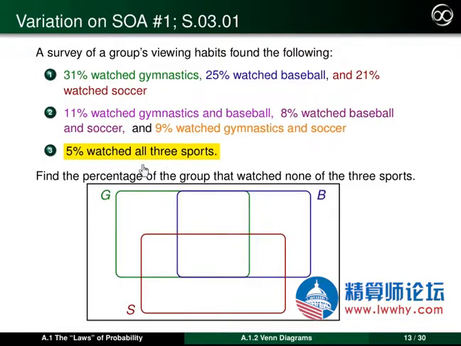So I like to begin in the very middle. 5% watch all 3 sports. I want to be in the green rectangle. I want to be in the blue rectangle. Blue and green is this intersection right here. I also want to watch soccer. I want to be in this lower rectangle, so meaning I'm just in this region right there. That's my triple intersection, and that's 5%.